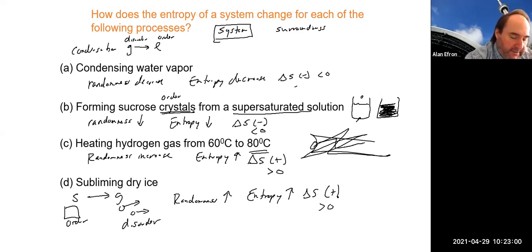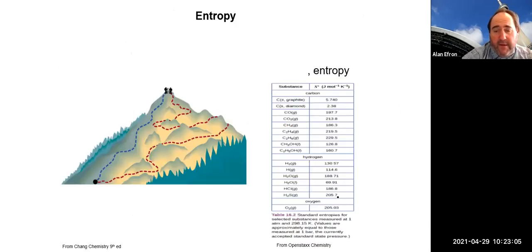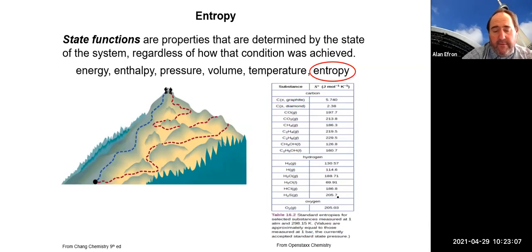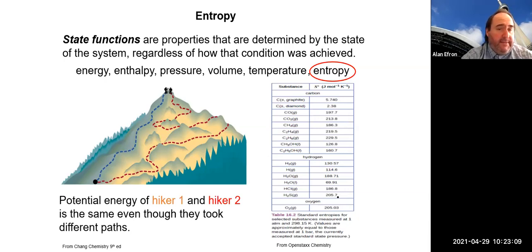Okay. So let's take a look a little closer at entropy. First off, entropy, along with some other things, are what are referred to basically as state functions. And what are state functions? Well, state functions are something maybe you talked about when you talked about energy and enthalpy. But state functions basically are properties that are determined really by the state of the system. And it doesn't really matter how you got there, right?